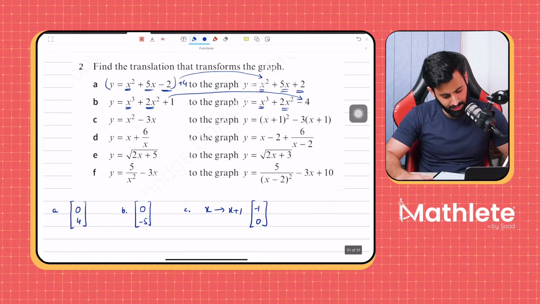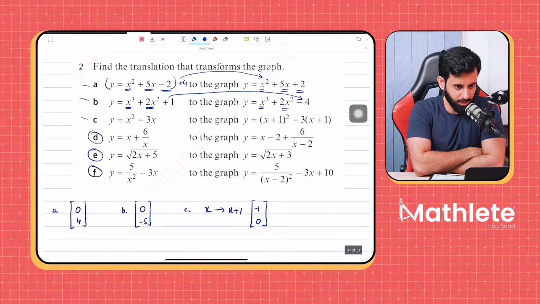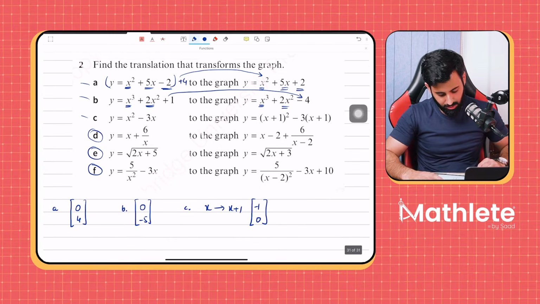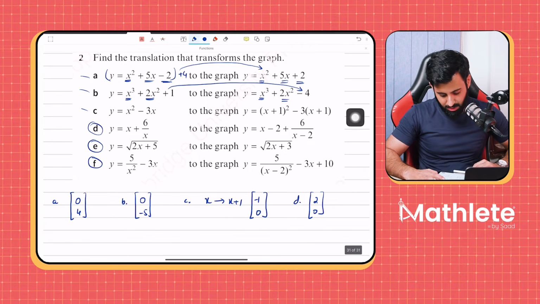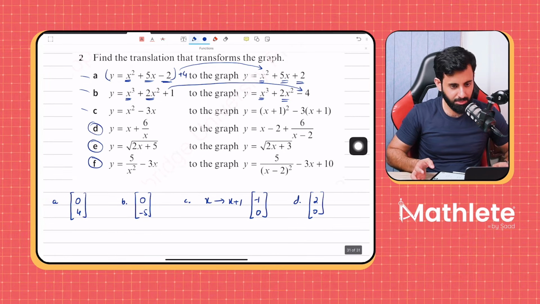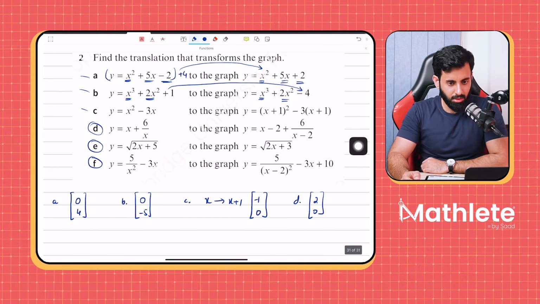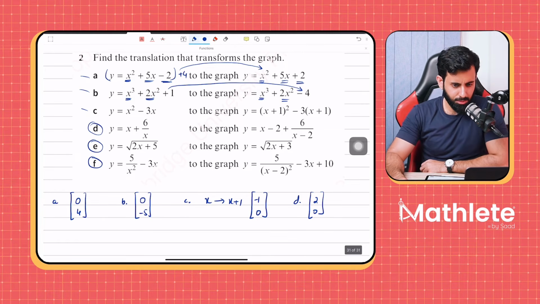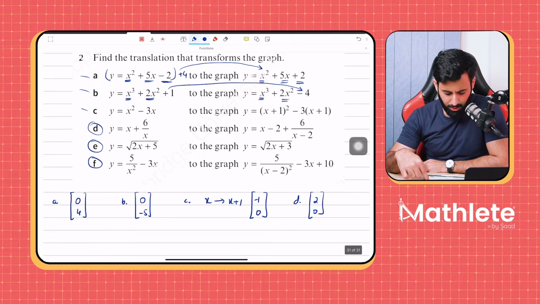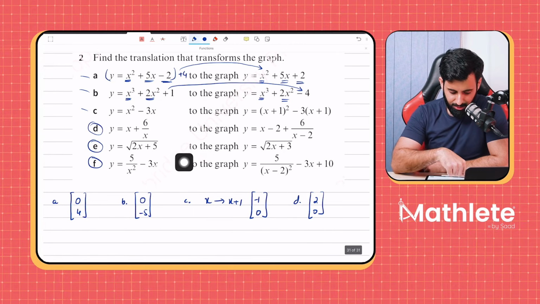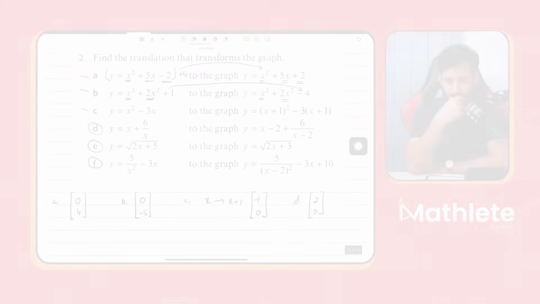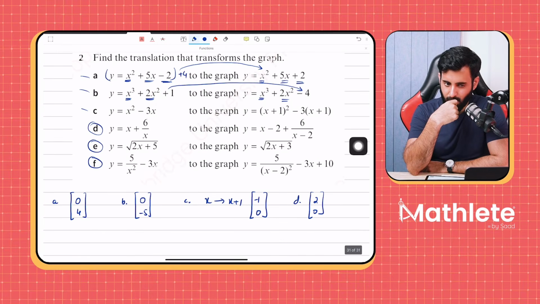Now see if you can try part D, E, and F yourself. 2, 0 for part D. That's correct. Good job. Part D is 2, 0, because its x has turned into x minus 2, that means the graph is going to move 2, 0, 0, minus 2. Okay, you might want to rethink that. You might want to think about what you're saying, 0, minus 2.